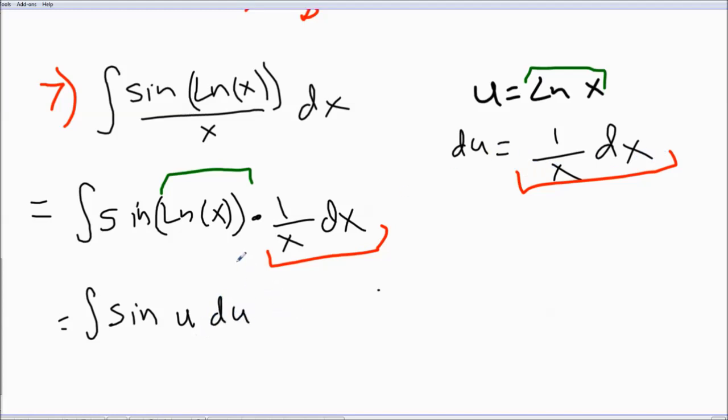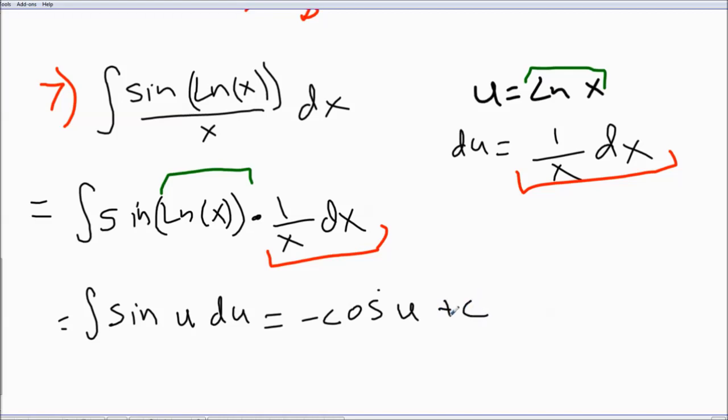And so now we have successfully taken something that looks pretty darn challenging, a bunch of nested functions and ratios, and we have turned that into integral of sine. Okay, so no big deal, right? So integral of sine, do you remember what that is? It should be negative cosine of u plus c.